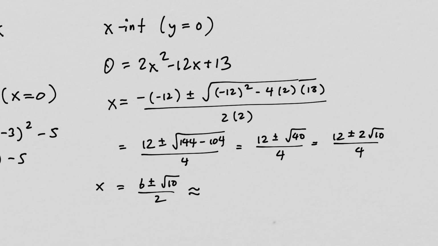So let's bring in these approximate values. When we do the positive, we get 4.58, and when we do the negative, we get 1.42. So these are our approximate x-intercepts.